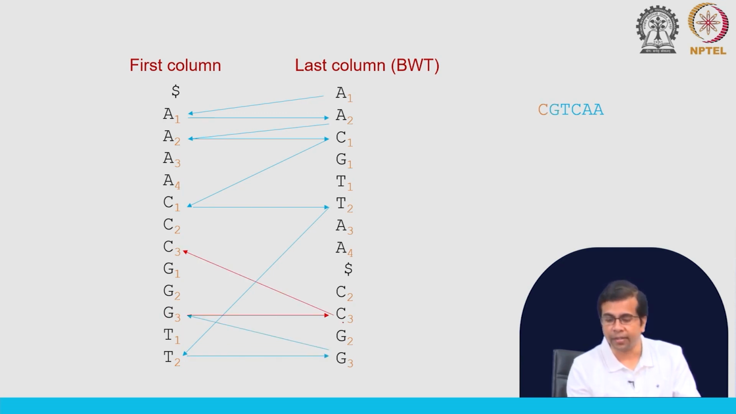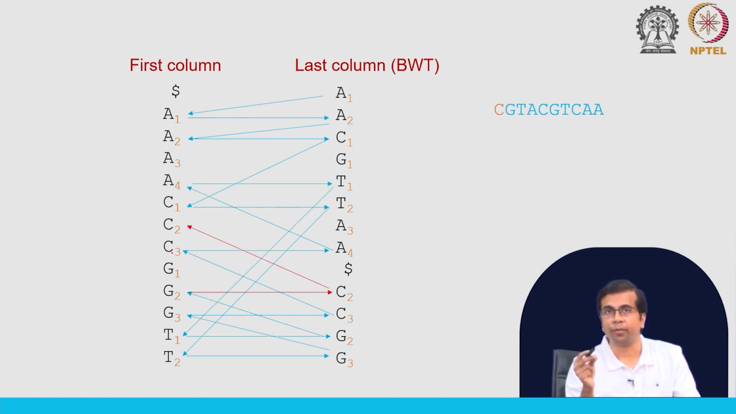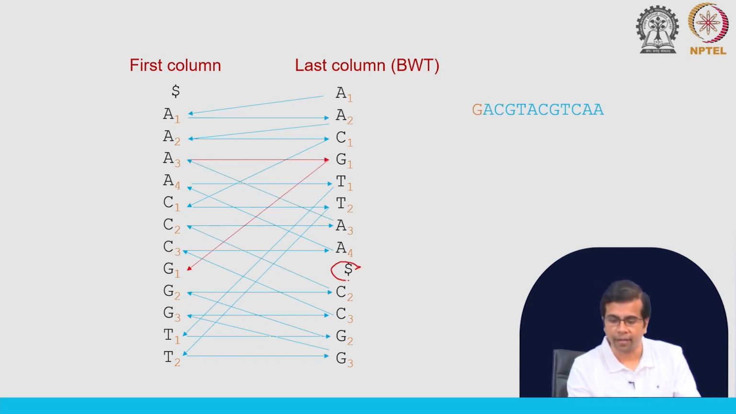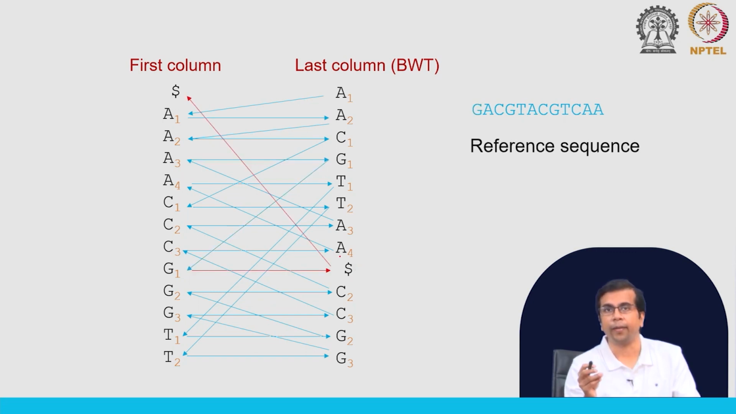We can see this C is before this G because of the rotation. Again, we go back here to the first column using last-first mapping. We look at the letter that is before this C, which is A, and do last-first mapping, and so on. We can repeat this process throughout these columns, first column, last column, until we reach the dollar sign here. That would be the end.